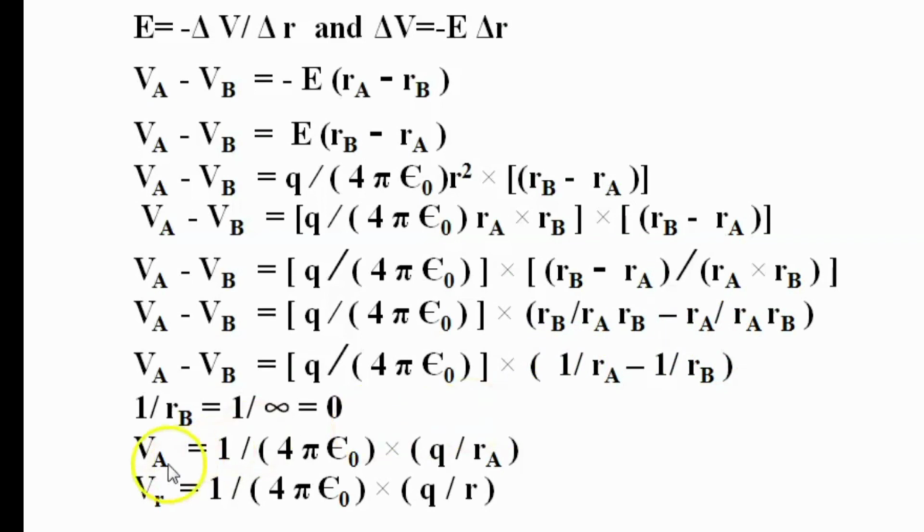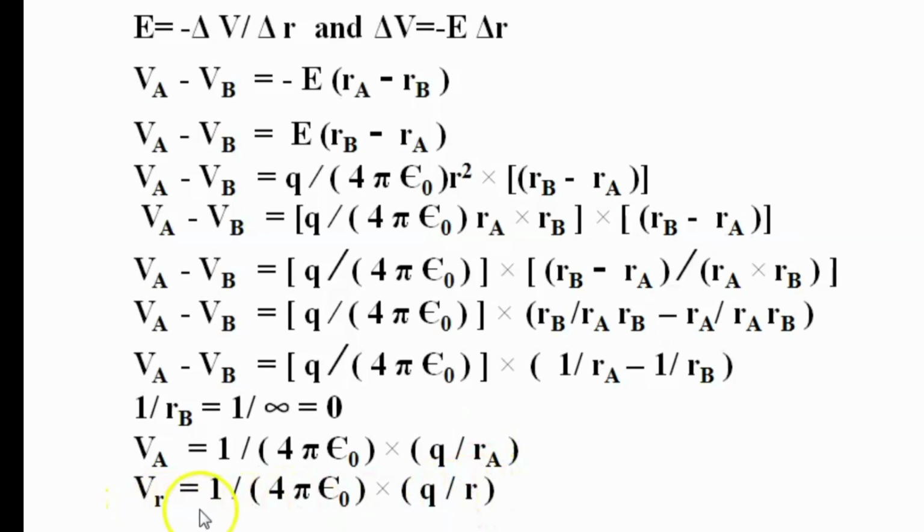Okay. Now it will become VA is equal to 1 upon 4 pi epsilon naught multiplied by Q upon RA. So we can write it as V is equal to 1 upon 4 pi epsilon naught multiplied by Q upon R. If we don't know the accurate position of the point B, we don't know the value of RB, so we can simply write R in place of RA.